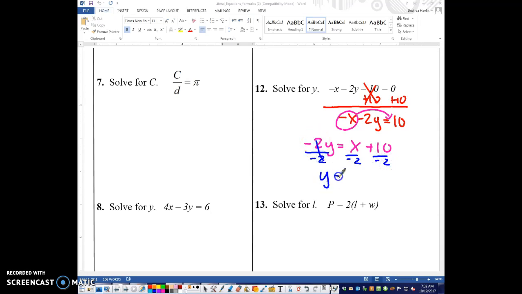So we have y equals, remember there's an invisible 1 here? So the invisible 1 divided by negative 2 makes what? 1/2. So negative 1/2 x, and then 10 divided by negative 2? Negative 5. So we write minus 5. Do not write plus negative. I will count that wrong. It is not plus a negative. It is minus 5. Okay?